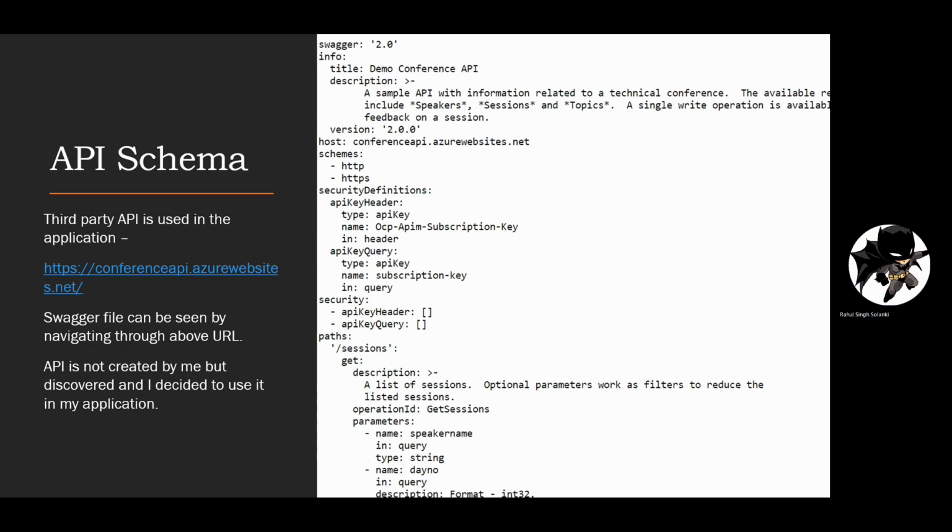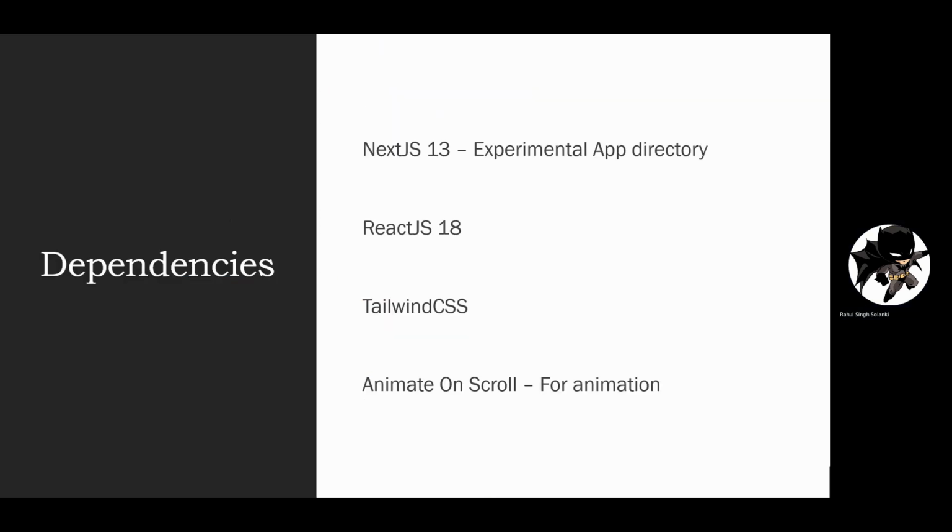So what are the dependencies? I'm using NextJS-13 experimental app directory, React.js 18, Tailwind CSS for styling, and I'm using a small library of React Animate on Scroll for animation.